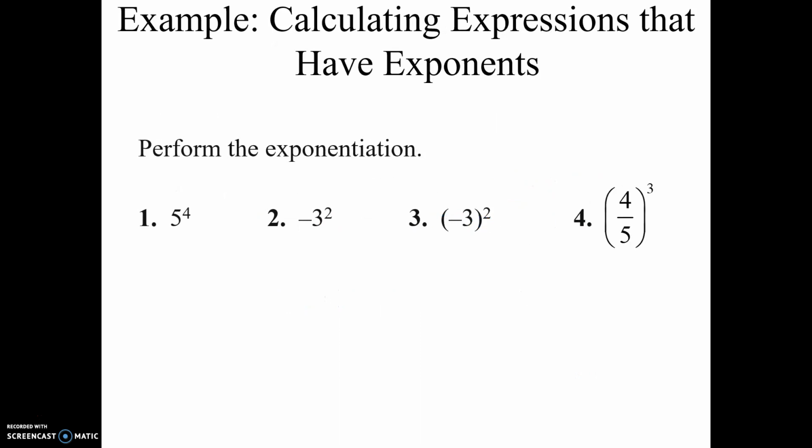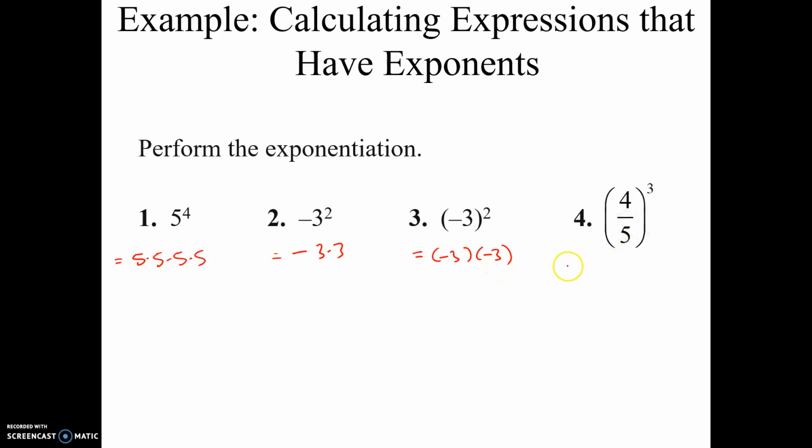Here are some examples. 5 to the fourth power is 5 times 5 times 5 times 5. Negative 3 to the second power: notice that 3 is not in parentheses, so it's negative 3 times 3. However, if you have parentheses negative 3 to the second power, this will be negative 3 times negative 3.